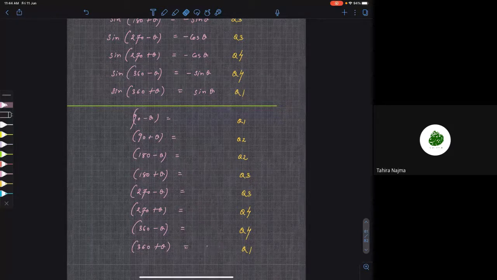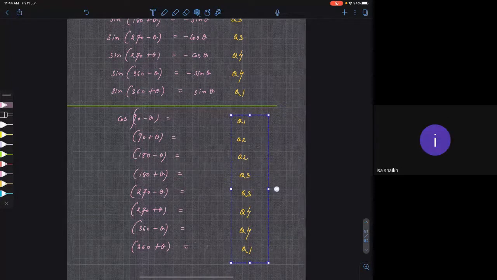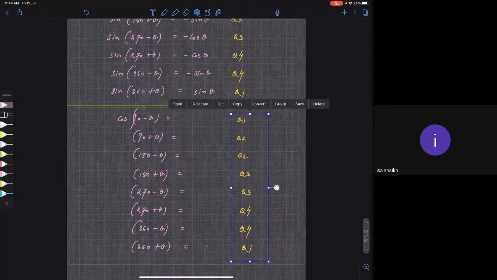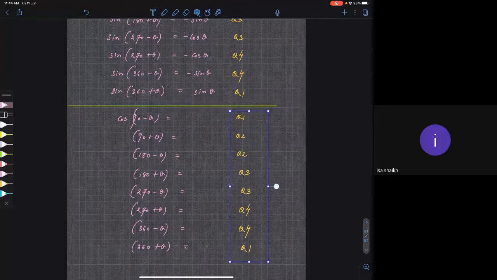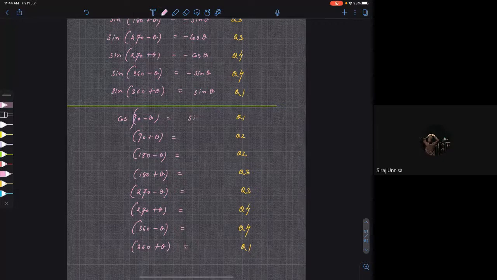instead of sine, if I have cos here, now the quadrants won't change. That's why the quadrants are like that only, Q1, Q2, Q3, Q4. Can you see that? Tell me, what is cos of 90 minus theta? It will be sin theta, because whenever you have 90 or 270, sine will become cos and cos will become sine.